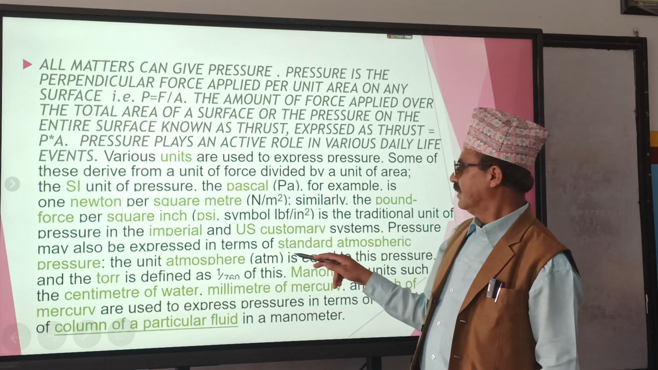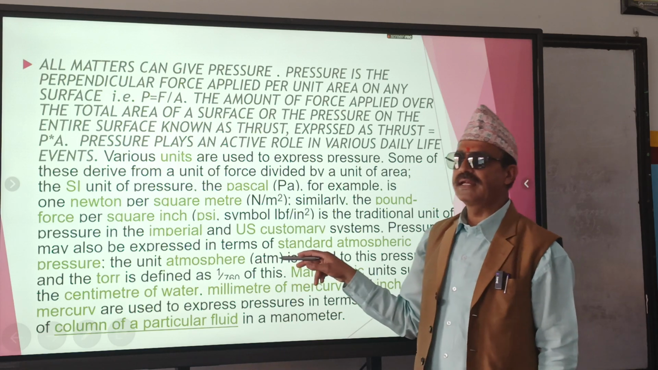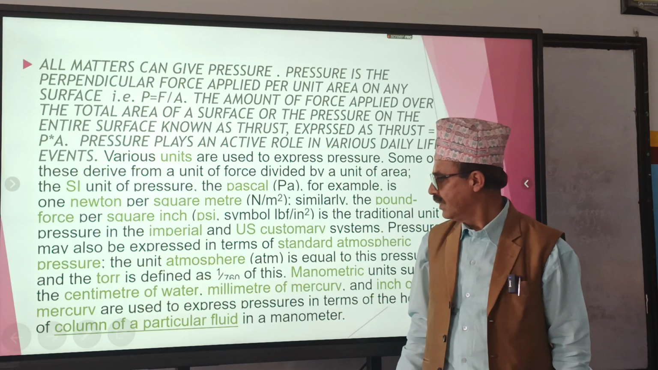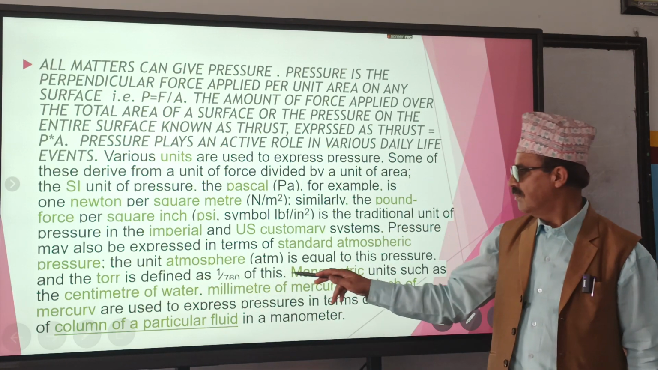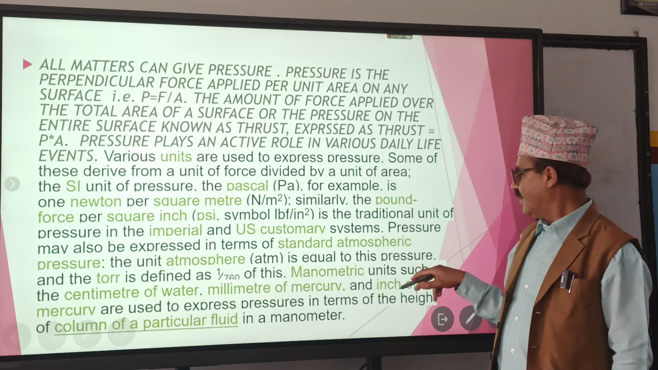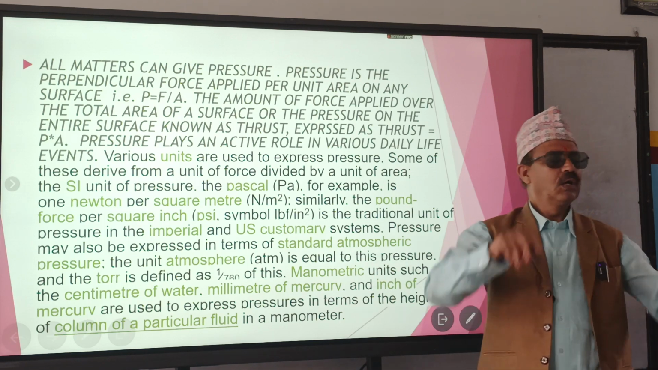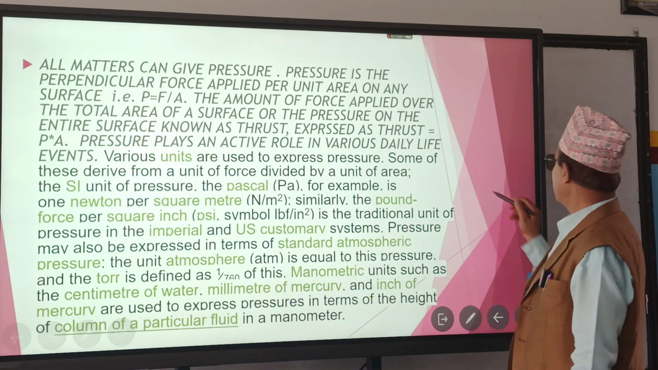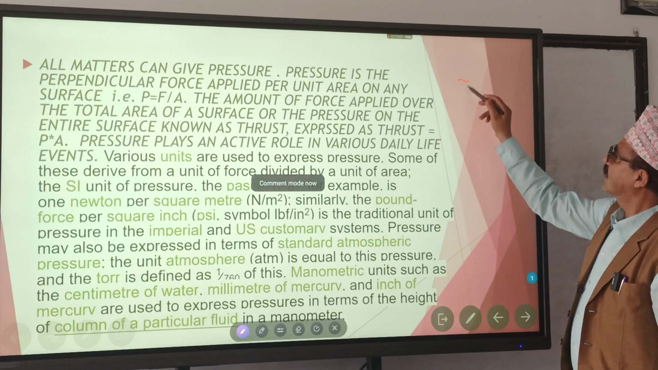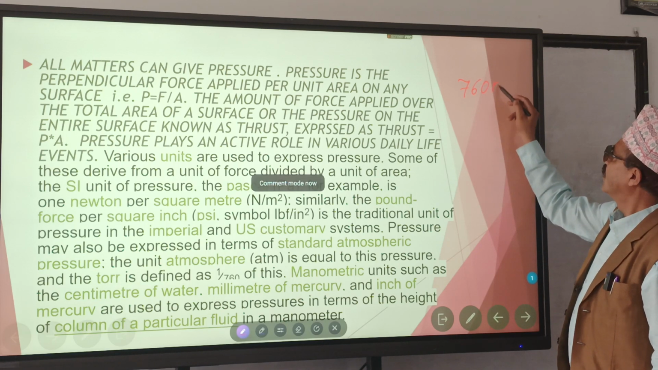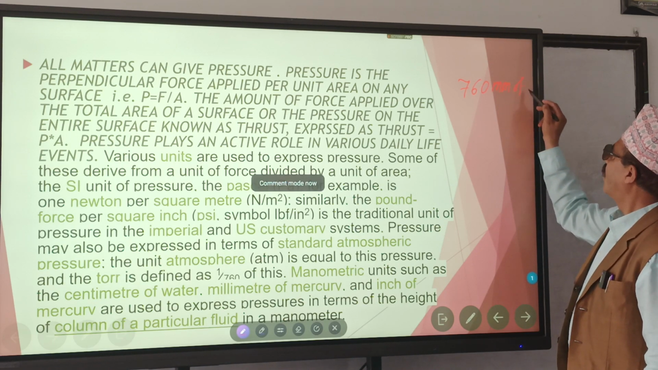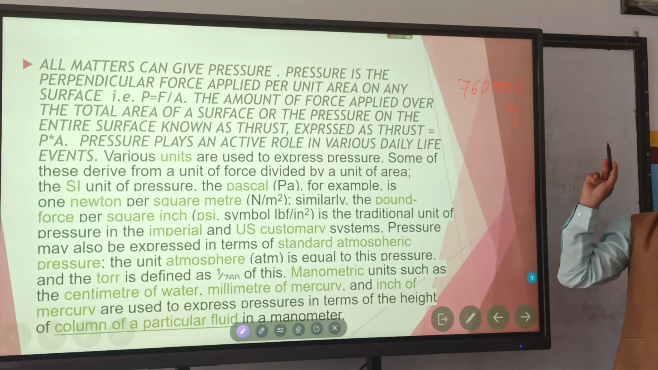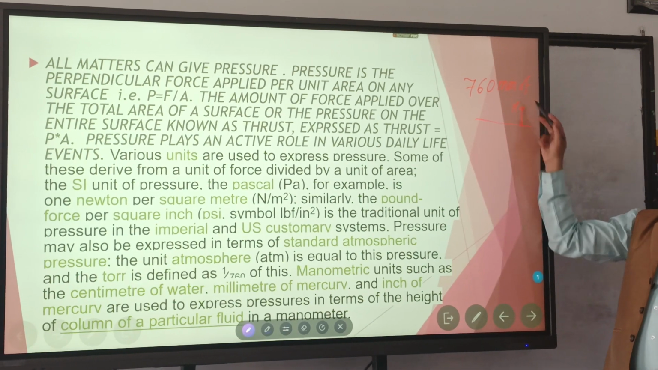Next one, ATM, it can be written ATM also. Or torr, or centimeter of water, millimeter of mercury, or inch of mercury. What is the atmospheric pressure at sea level? Do you know? They write 760 mm of Hg. So it is expressed like this also.